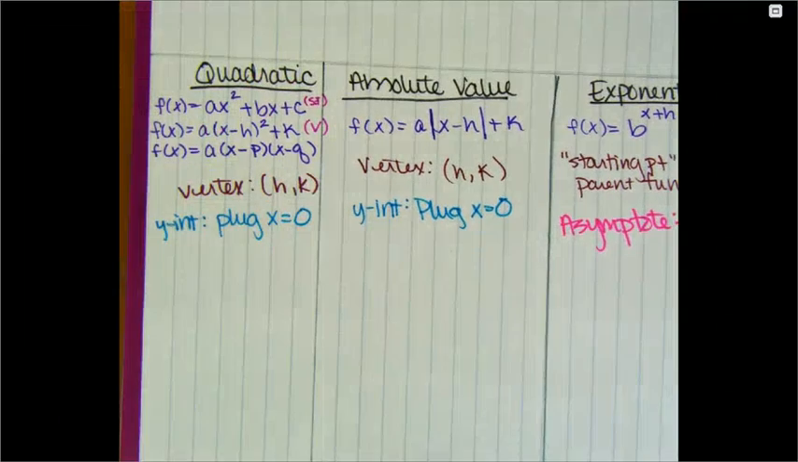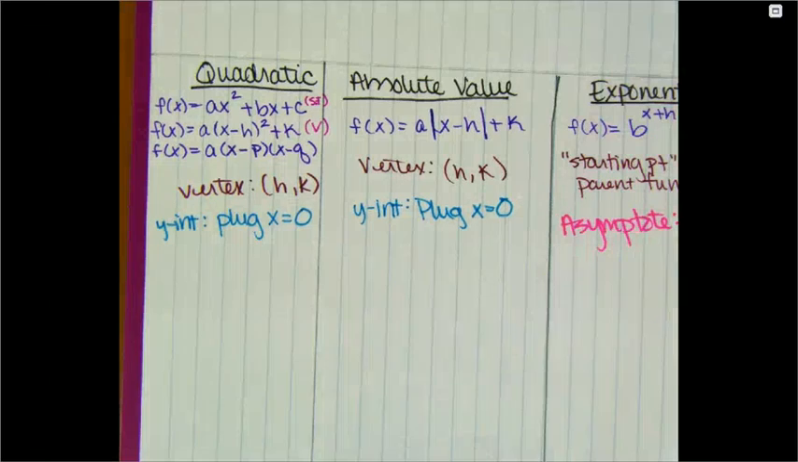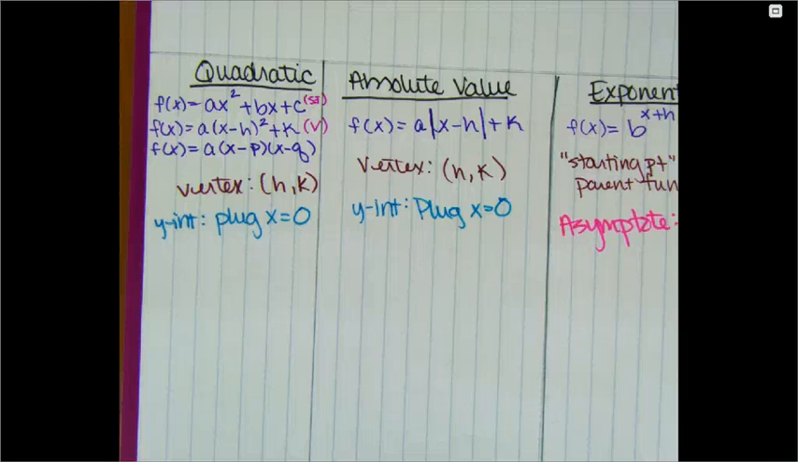What else does a quadratic have? What does it have that's special? It could have x-intercepts. Does it have to have x-intercepts? No. So I don't want to write that. We're not at range yet.